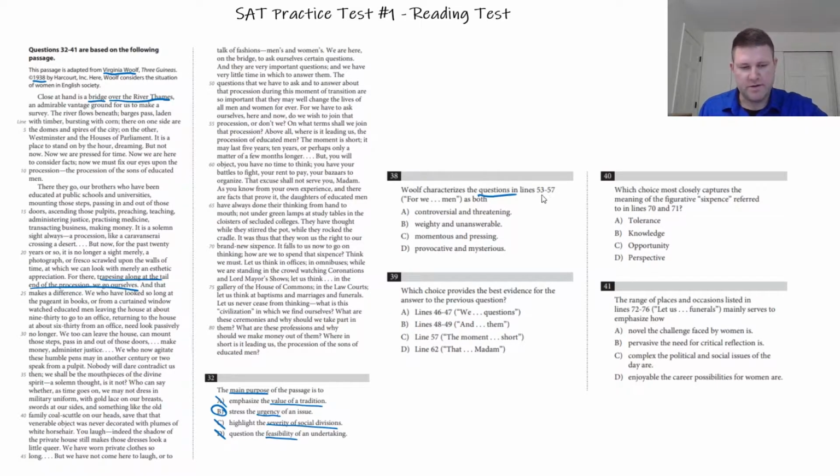So she characterizes these questions as, are the questions themselves controversial and threatening? Weighty and unanswerable. Weighty means heavy or important, so that actually works. Unanswerable, though, makes that wrong. So remember, one of these words can make the whole answer wrong. B is out. Momentous. A lot of people get caught on this one. Momentous means significant, or important. And then pressing means urgent.